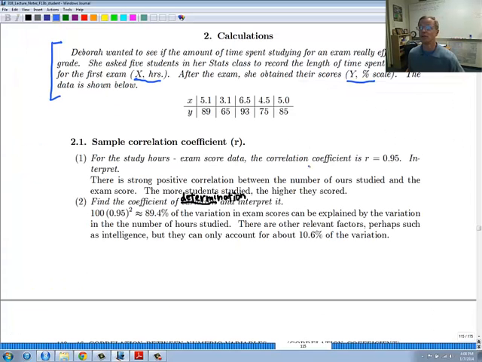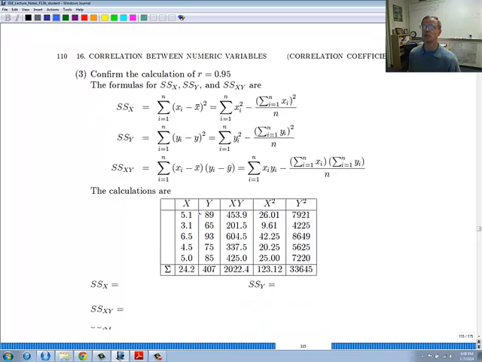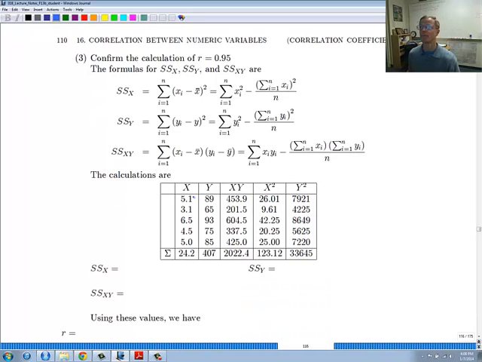So looking in the lecture notes, the correlation coefficient is 0.95, a strong positive linear association. We already said that. The coefficient of determination says about 89% of the variation in the exam scores is explained by the amount of time in study. Okay, let's show how to do this by hand.